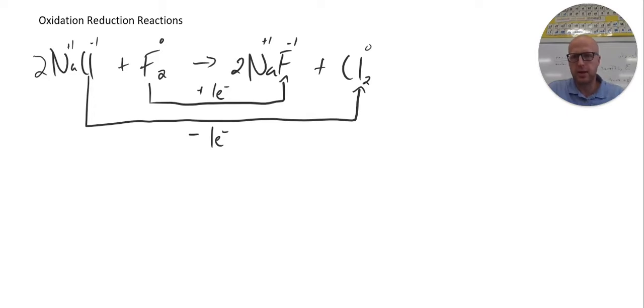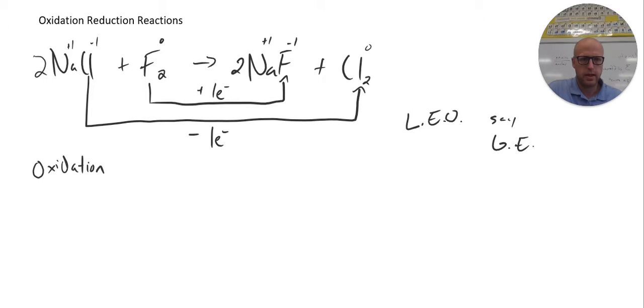There are two halves to this reaction. One thing is being reduced and one thing is being oxidized. So let's take a look at those. Let's look at the oxidation half reaction. Okay? So a way to remember this is LEO says GER. This is how we identify what's being oxidized and what's being reduced, what the half reaction is. So loss of electrons is oxidized. So if I lose an electron, I'm being oxidized.